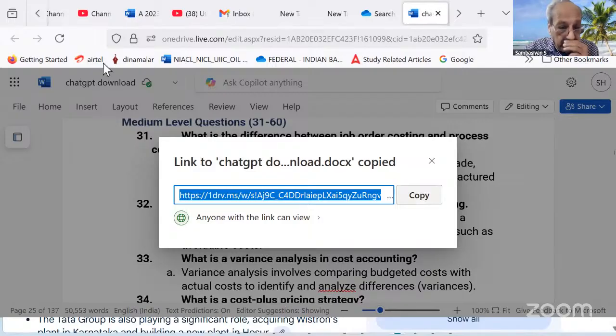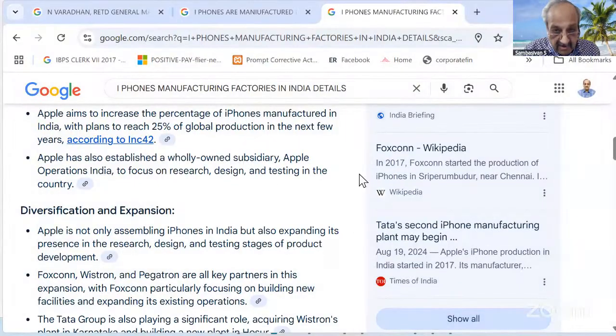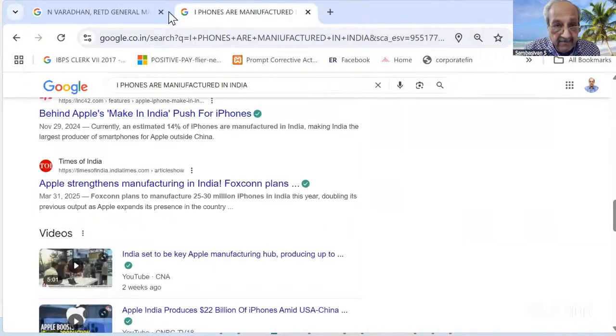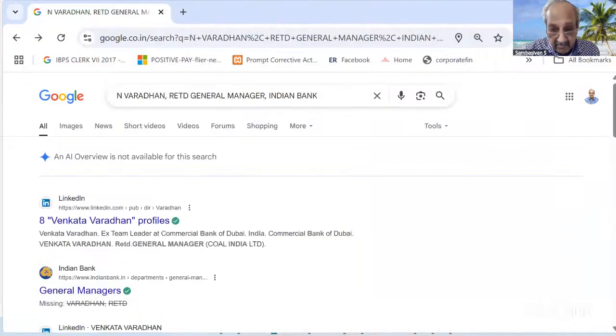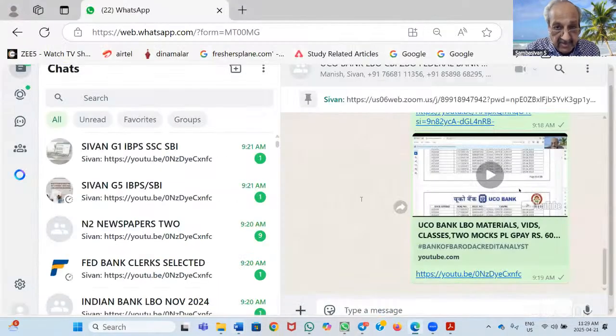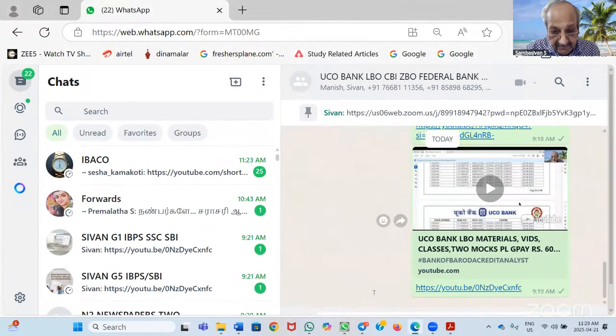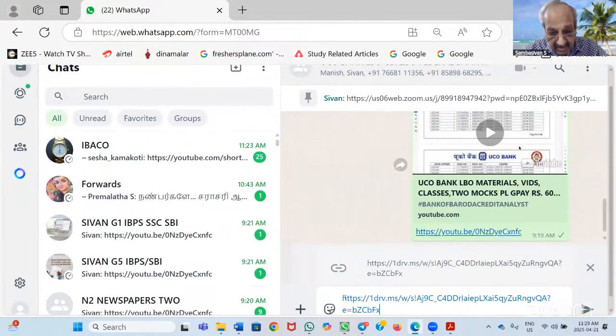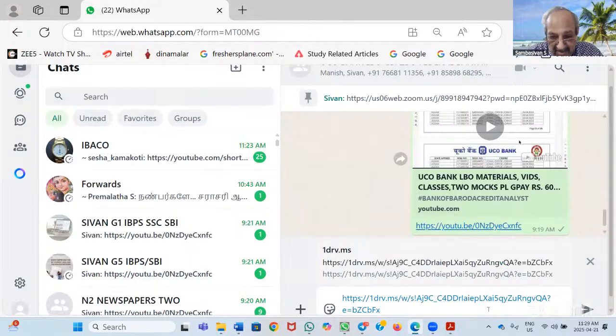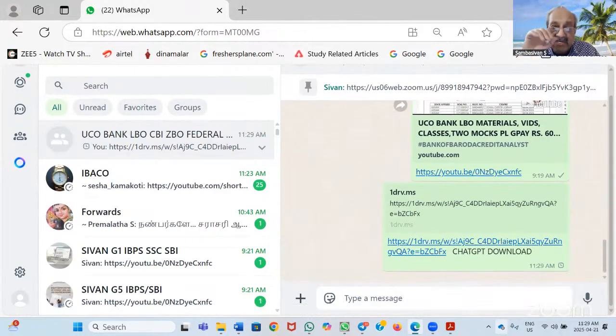I am giving this link to you in our WhatsApp group. One minute. This is the UCO Bank CBA group. I have changed the name from Central Bank of India to UCO Bank now. So this is the Chat GPT download. I have given it in our WhatsApp group. You can download and see and store it in your laptop so that you can read it whenever you get time. Thank you so much.